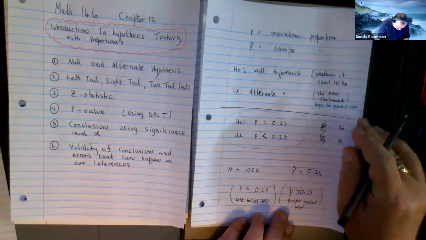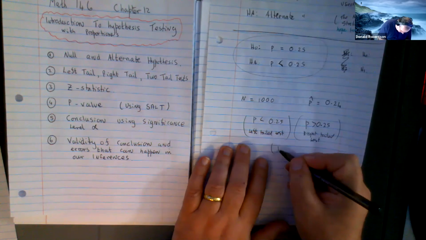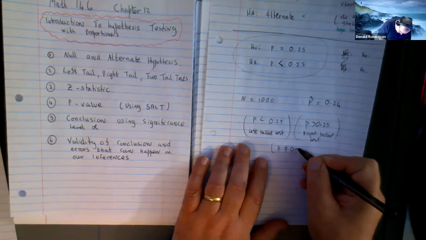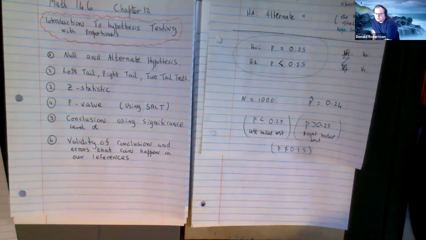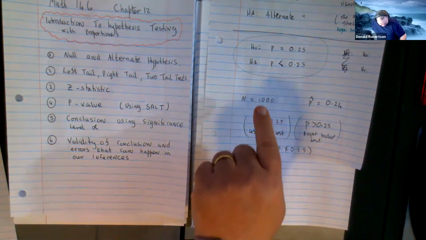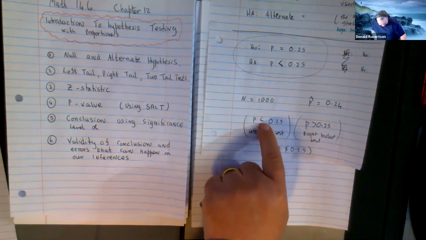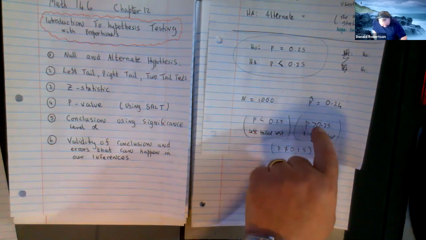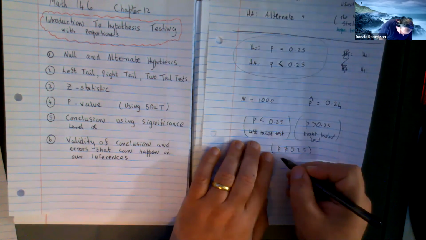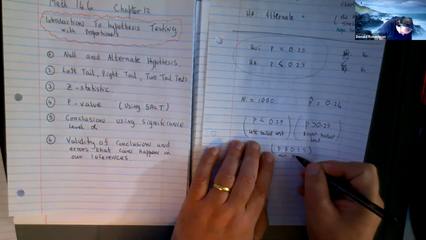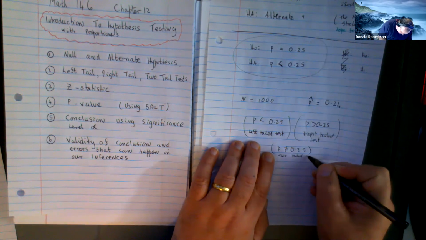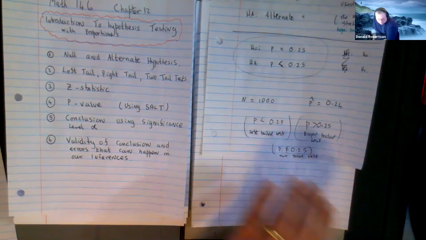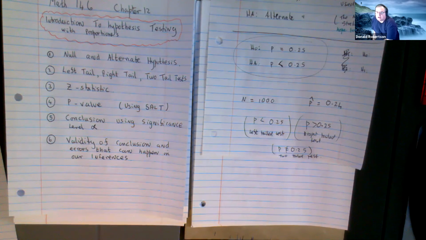And sometimes I just want to prove that it's changed. I'm not sure which way it's changed, but my alternate is either this, left-tailed, this, right-tailed, or this is called two-tailed. And a two-tailed test is basically, I believe it has changed. I don't know which way it's changed, but it's different from what it used to be.